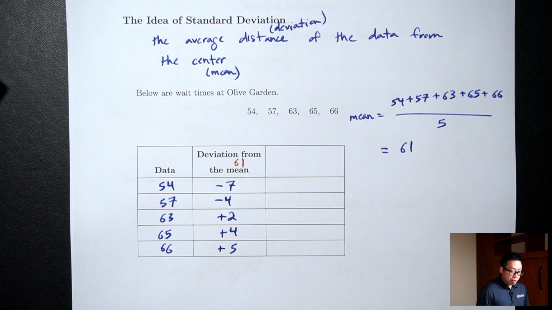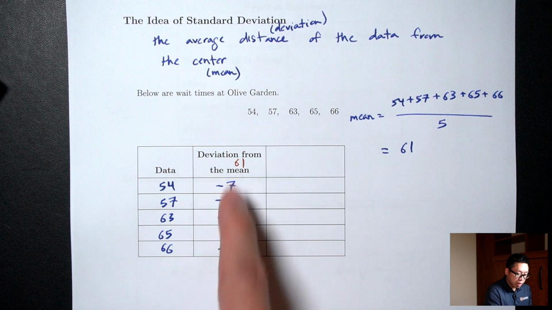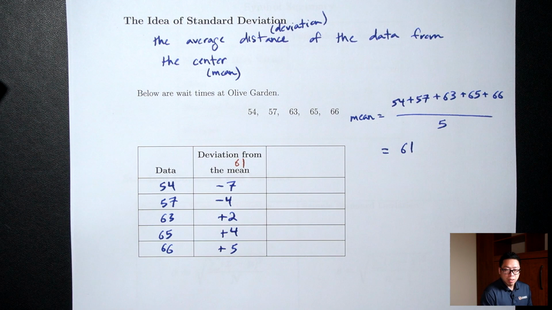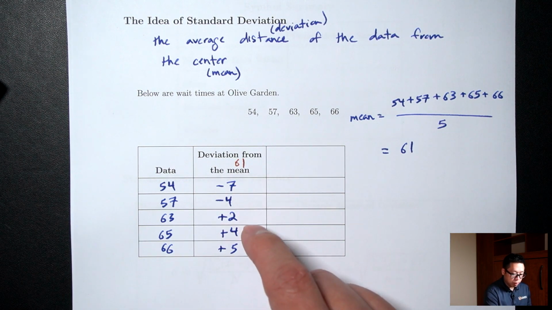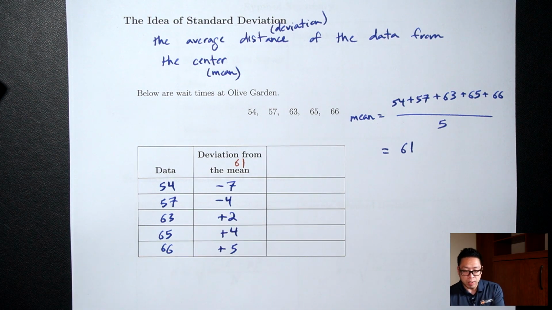What I would like to do is find the average of these distances. But there's a problem. What happens when I find the average? I would add these up and then divide by 5. So what happens when I add this up? Negative 7 plus negative 4 plus 2 plus 4 plus 5. Try it. I get 0. And that's actually always the case.